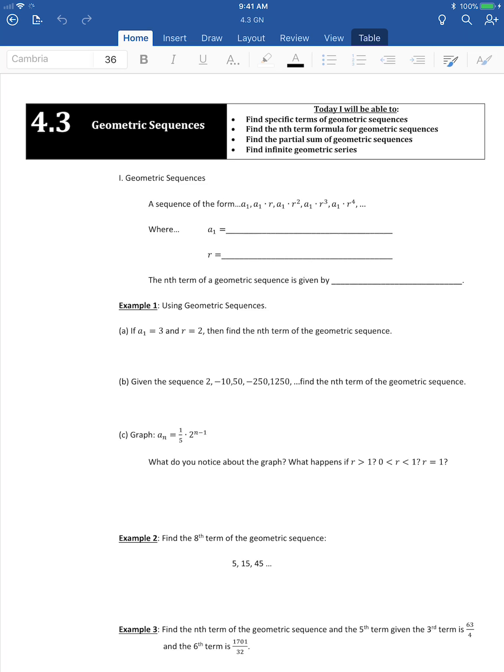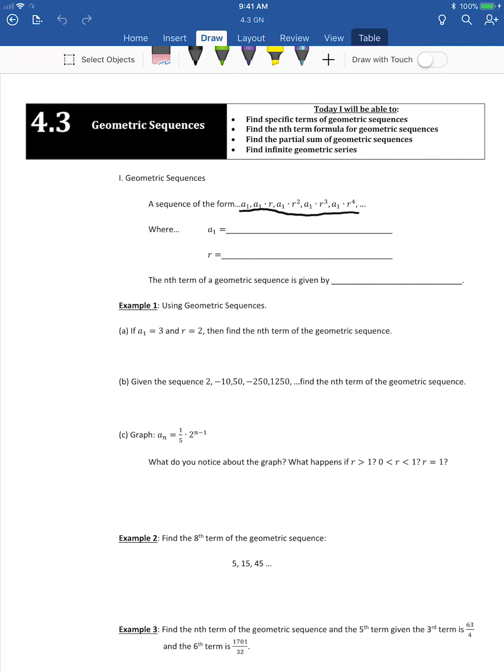We are jumping into section 4.3, which is geometric sequences. So last section was about arithmetic sequences, and now we're talking about a different kind of sequence called geometric sequences. So let's look at what the definition of this kind of a sequence is. So this is the form that geometric sequences take.